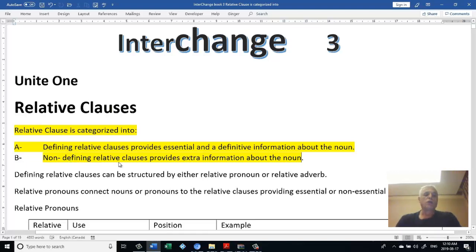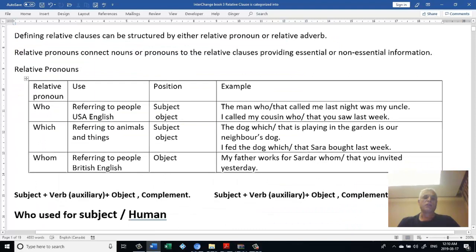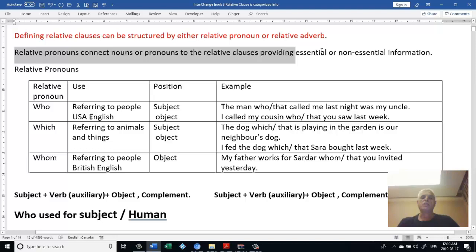The second one, we call non-defining relative clauses. The information is extra. It means we could delete it, and we put a comma before the relative pronoun. Relative clauses can be structured by either a relative pronoun or a relative adverb. Relative pronouns connect nouns or pronouns to the relative clauses, providing essential or non-essential information.